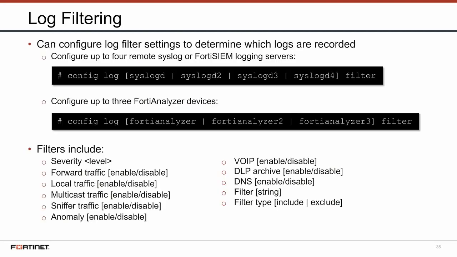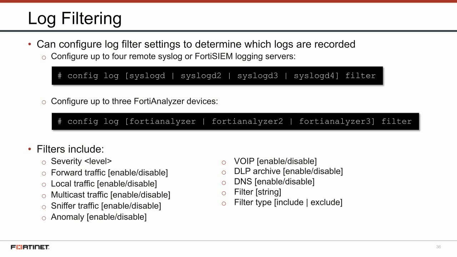While the log settings on the GUI allow you to configure what event logs and local traffic logs to capture, you can also set more robust and granular options using the CLI. Previously, we mentioned that you can configure up to 4 logging services for syslog and FortiSIEM using the command config log syslogd setting, and up to 3 FortiAnalyzer devices using the config log fortianalyzer setting. You can control what logs are sent to each of these devices separately using the command config log syslogd filter for remote syslog or FortiSIEM, and the command config log fortianalyzer filter for FortiAnalyzer devices.